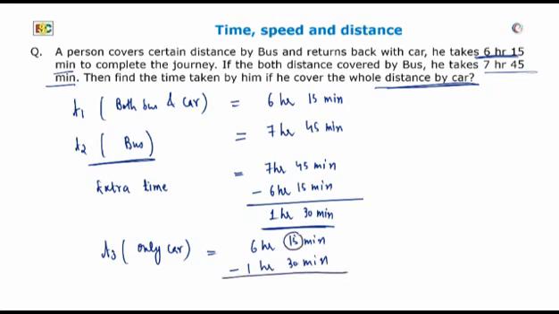we cannot subtract 30 minutes from 15 minutes, so we will take 60 minutes from there, and that would be equal to 5 hours, and here it will be 75. 60 plus 15, 75 minutes. Now 75 minus 30 is 45 minutes, and 5 minus 1 is 4 hours. It means if a person is going only with car, he will take 4 hours 45 minutes to cover the distance. That is our answer.